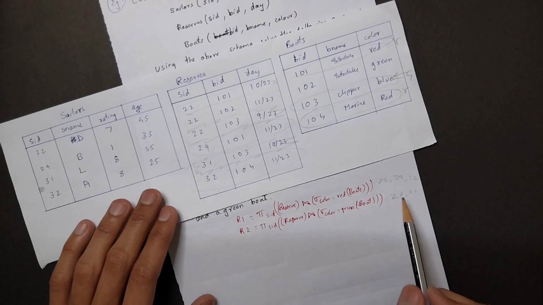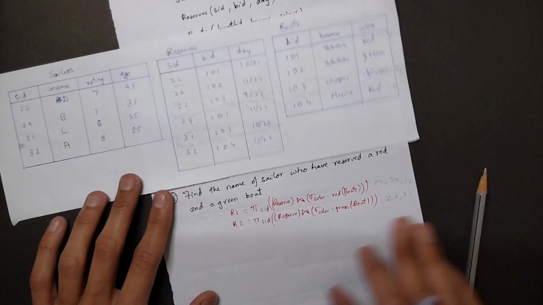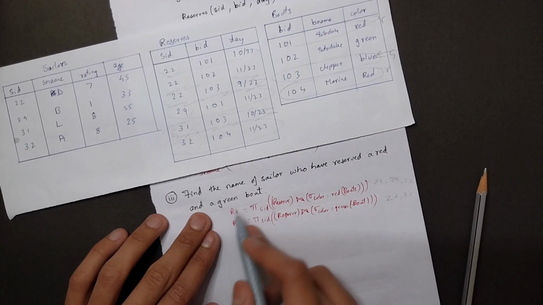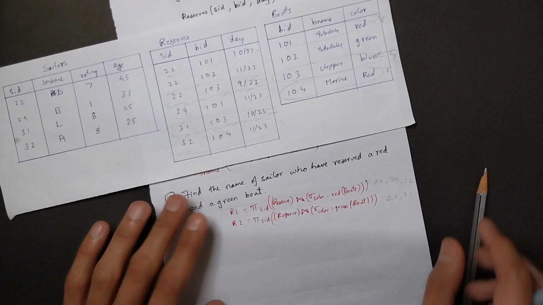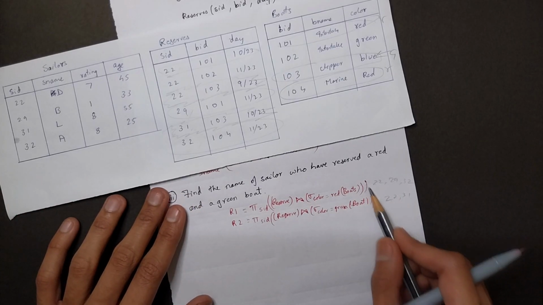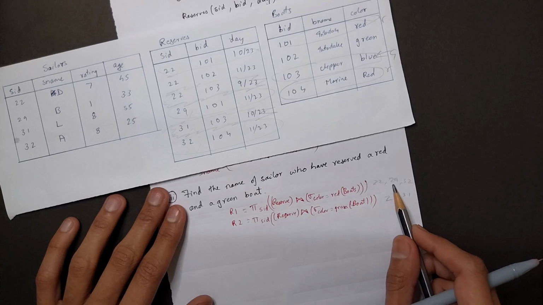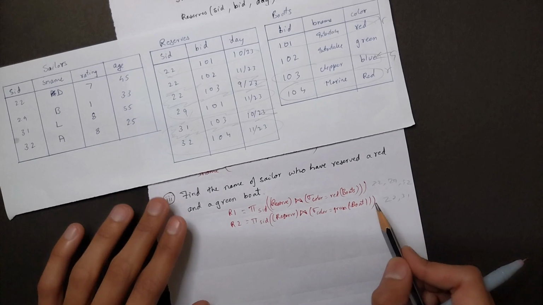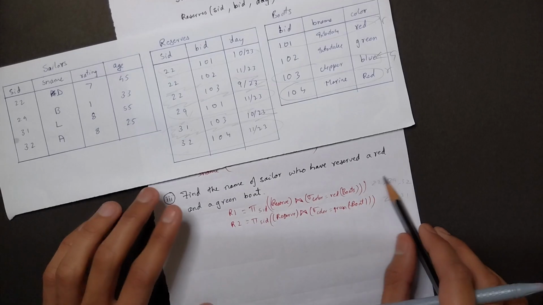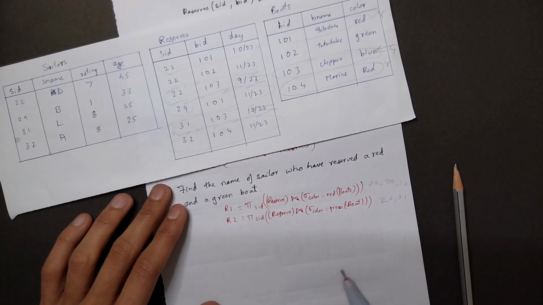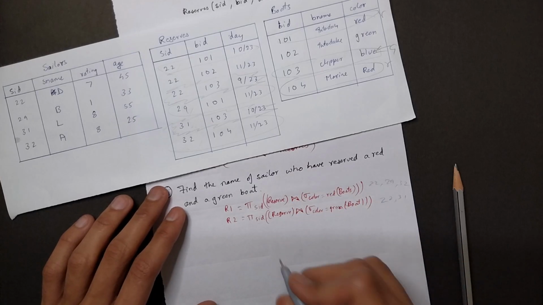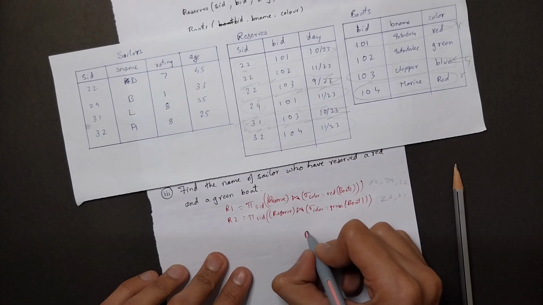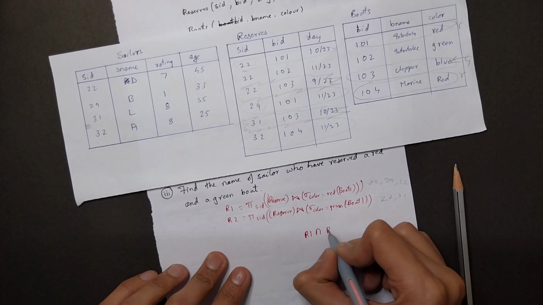This way I have mentioned it here for understanding purposes. Now what we should do: they have said the name of the sailor who has reserved a red boat and a green boat, meaning they both should be present. You can see 22 and 22 both have red and green, but 29 has red and 32 has red but no green, and 31 has green but no red. So what we should do is intersection. There are many other options, like union, intersection, but we need to use the intersection one. So now I need to intersect, that is R1 intersect with R2.